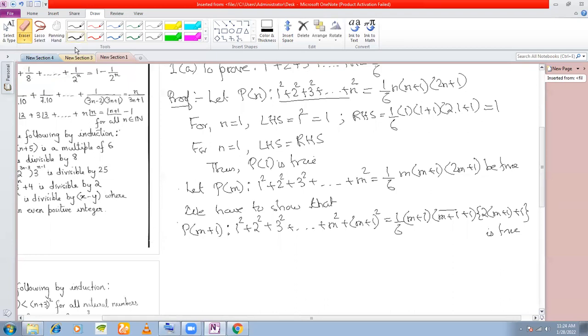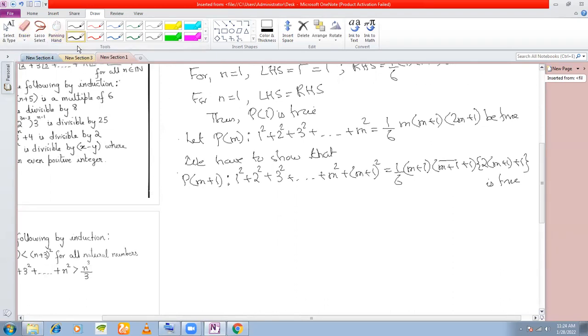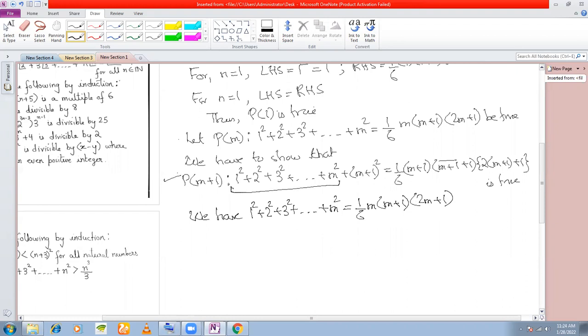So how do we show? We start with the statement that we have assumed. So we have 1 square plus 2 square plus 3 square and so on up till m square is equal to 1/6 m into m plus 1 into 2m plus 1. Right? Now, if you see P(m plus 1), this entire thing is there here. Right? What is missing only here? This one. So what we do is we add these (m plus 1) whole square to both sides.